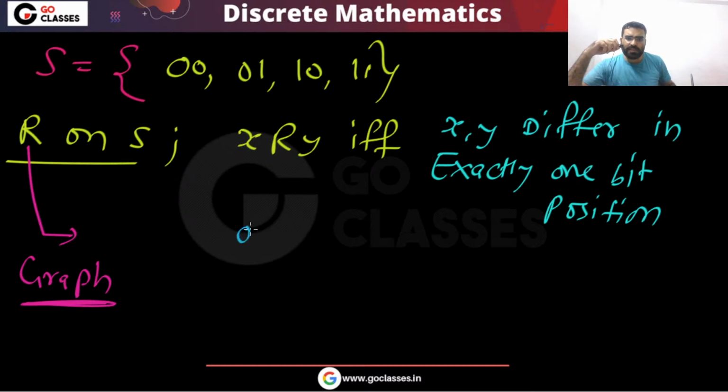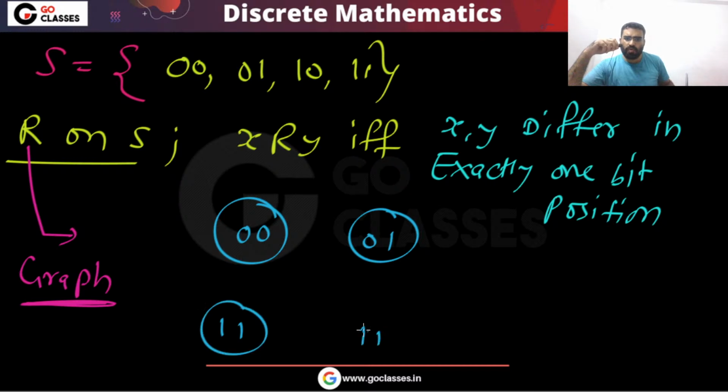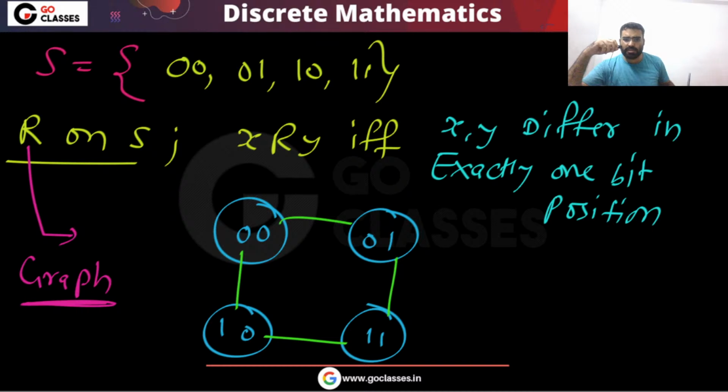So if you make the graph, it will become like this: 00, 01, 10, 11. You will get a directed graph. 00 is related to this, this is related to this. Remember, they are related to each other. You can notice this is related to this, this is related to this. But you can notice one thing.